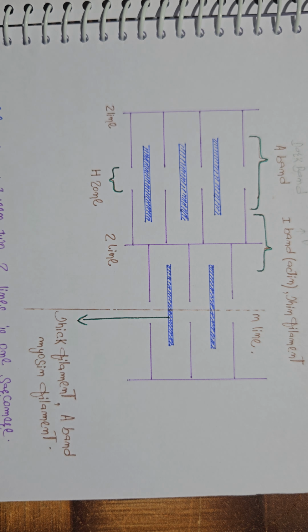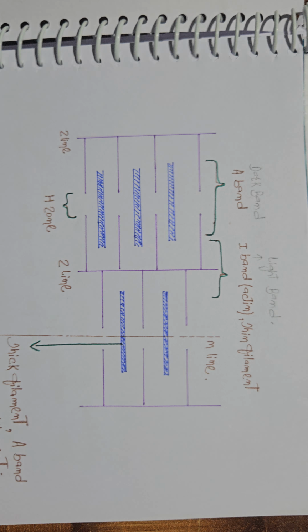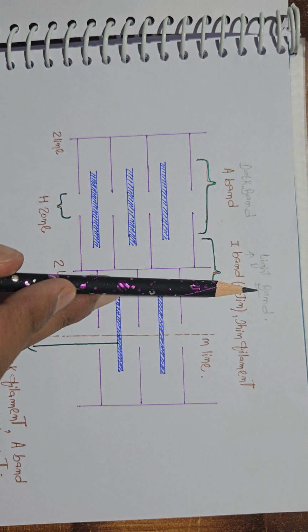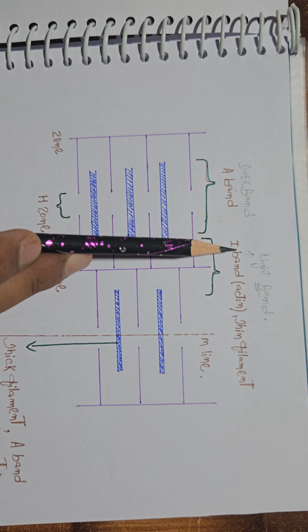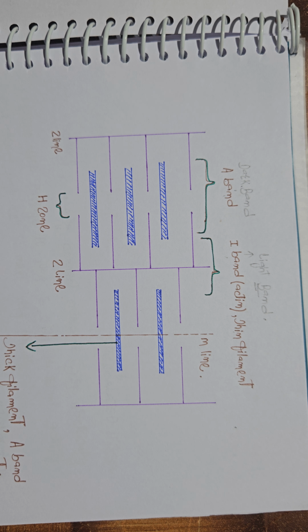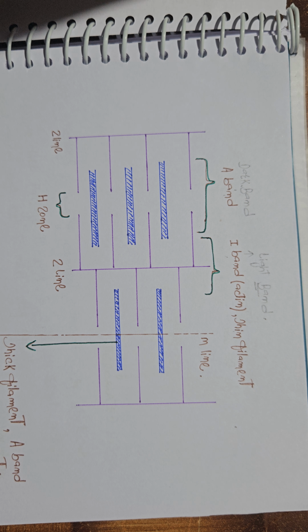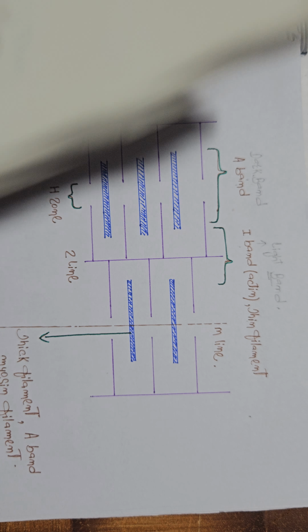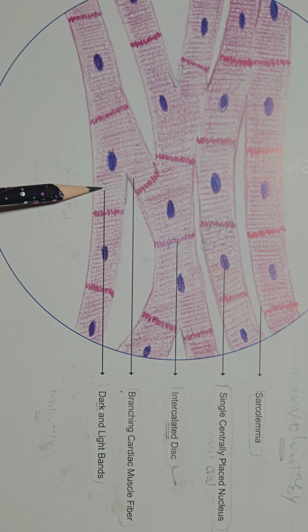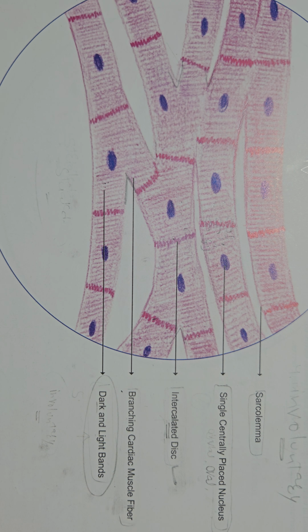Clearly, I have made the diagram here. There is an A band, also called the dark band. Then we have the I band, called the light band. So there is alternating presence of A band, then I band, then A band, then I band. This presence of dark and light bands gives cardiac muscle a striated appearance, as we can see from the histological diagram.